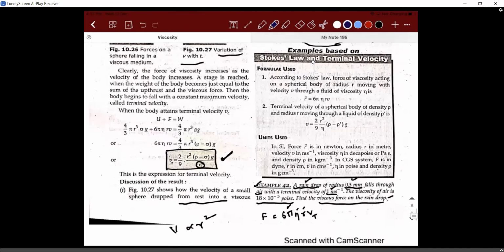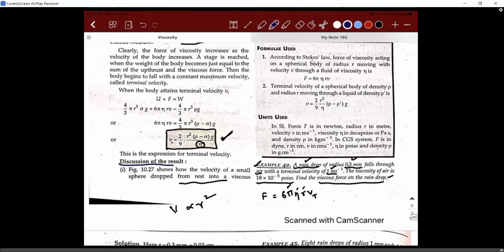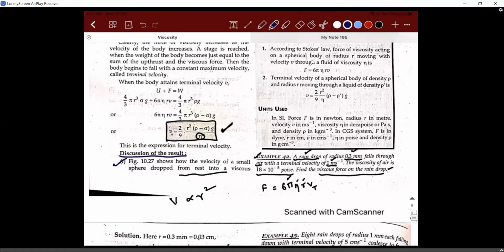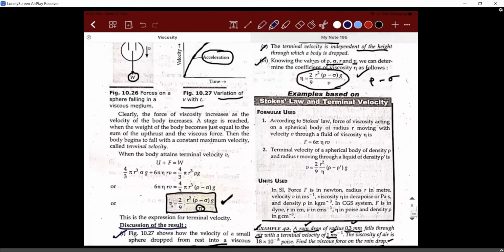So there are some important observations that you can make. Let's see what they are. Let me read them out. This is also for your knowledge. See, Figure 10.27 shows how the velocity of a small sphere dropped from rest.